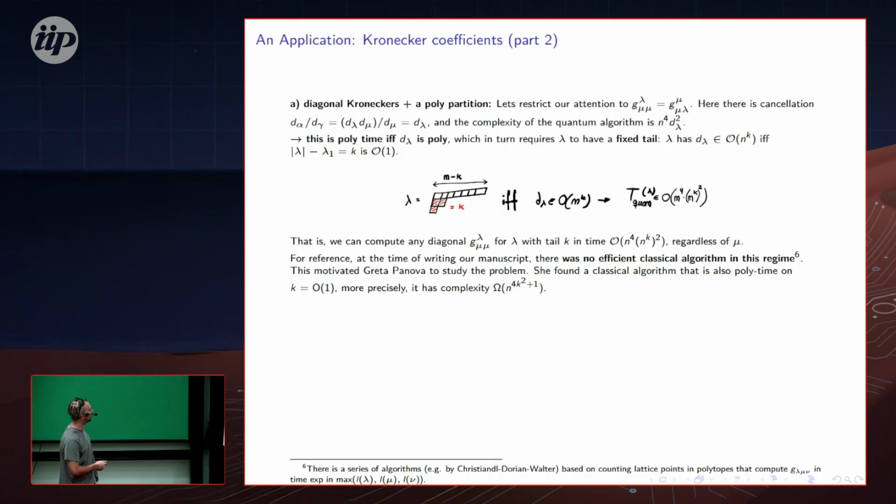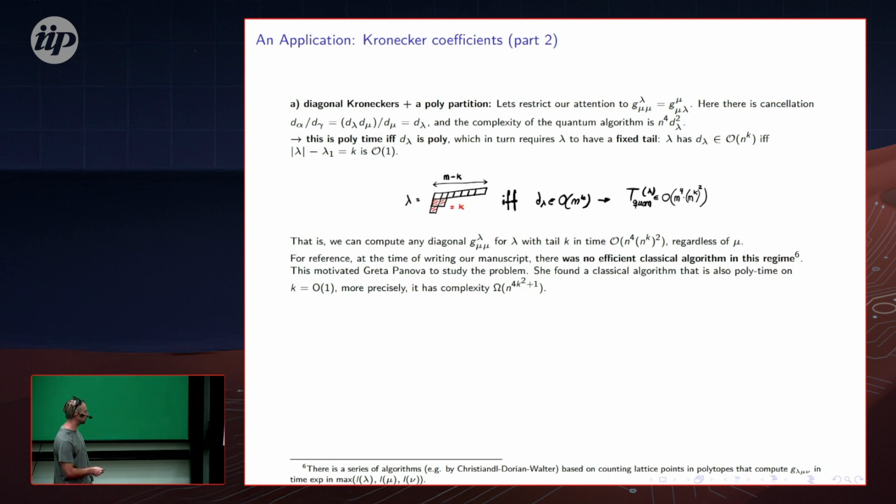So you need to ask when this is polynomial. You draw any partition lambda and you call k the number of boxes below the first row, and the dimension of that irrep is order n to the k. So whenever you have order 1, whenever you have k boxes below the first row, our algorithm will compute diagonal Kroneckers for any mu, really any mu. The only condition is on lambda, in polynomial time, and the polynomial is basically n to the 2k plus 4.